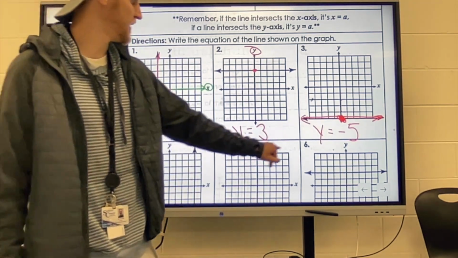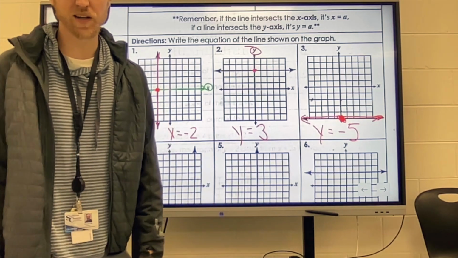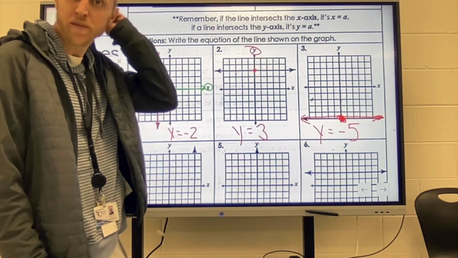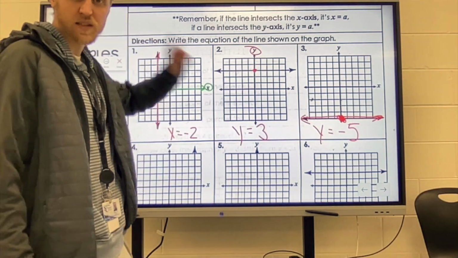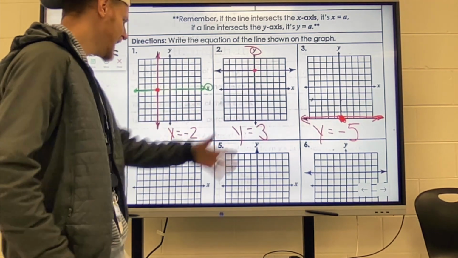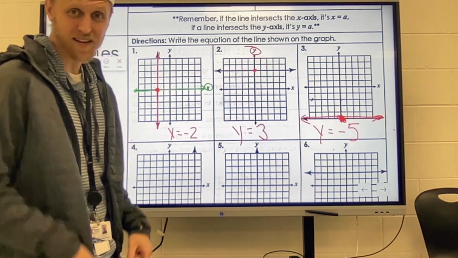Numbers 4, 5, and 6. Probably already done it while I've been jibber-jabbering. But if not, go ahead and pause, complete these, then hit play, and see if you got them right. Ready, set, go.